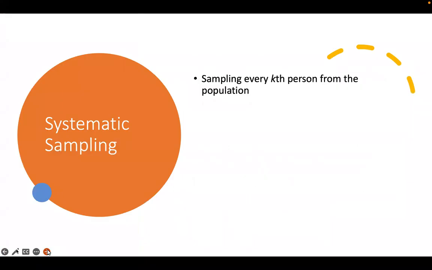Systematic sampling is when we use a system. So we sample every 8th person from the population. So that might mean every 5th, every 10th, every 25th. It depends on how big your population is to choose from, how much time you have, where you are getting these people from, and on what value of K, right? How often do we need to talk to somebody to get the sample size that we want?